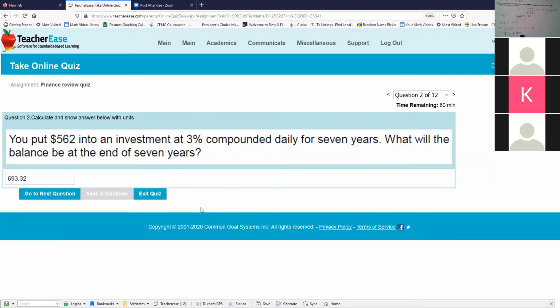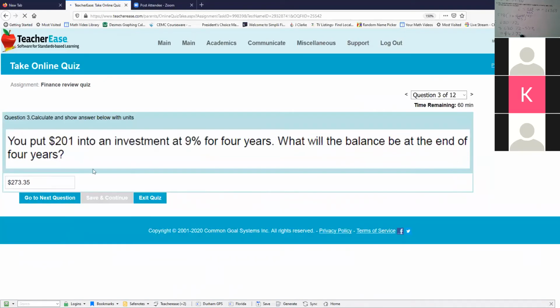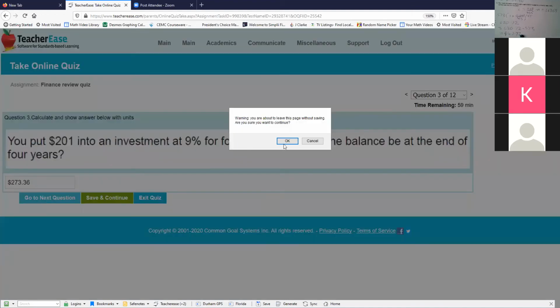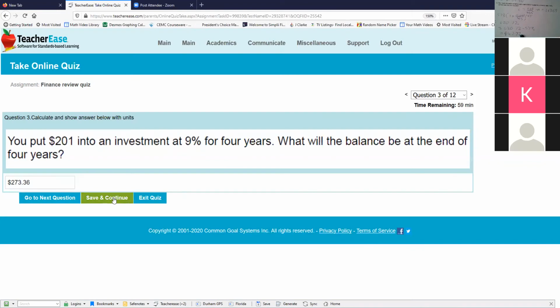693.32 for this one at 562. Did I put that in right? 693.32 is good. There is something that I got wrong, so I'm just going to go back and fix it now. 201 into an investment for 9 years, 273.36. Okay, this is wrong by a penny. Let me change that. 273.36. Oh, I need to save it. Save and continue. Okay.